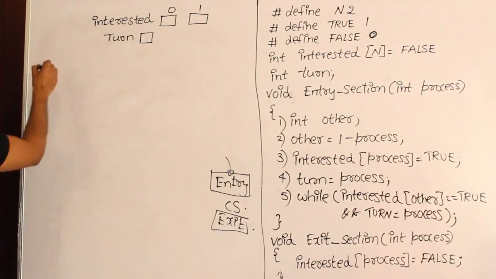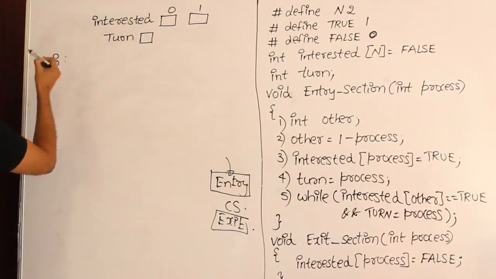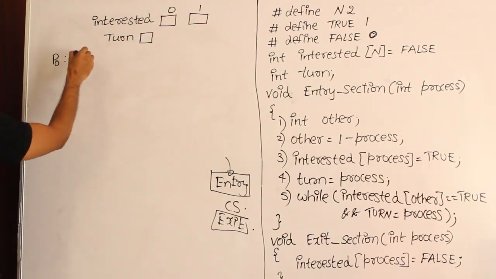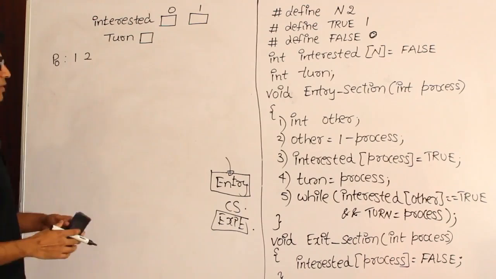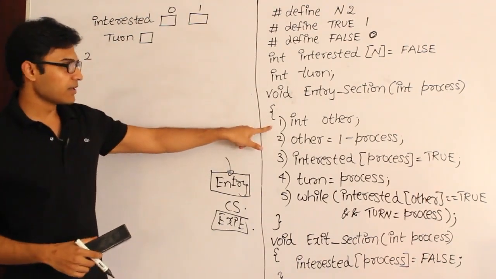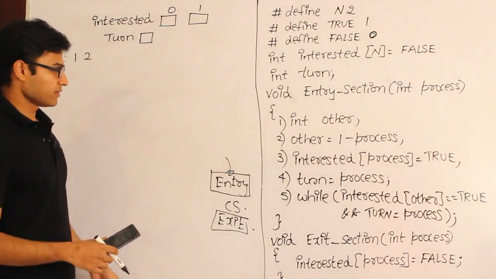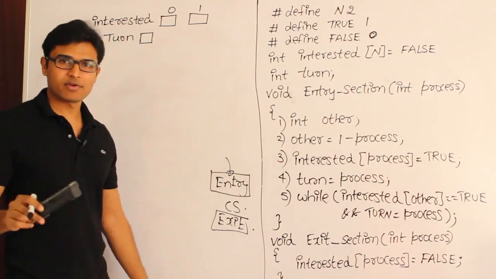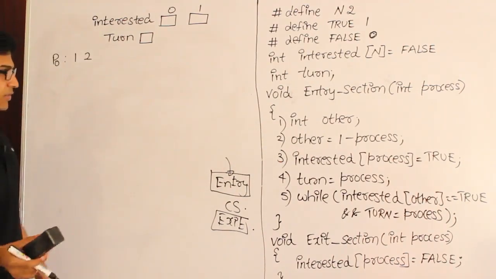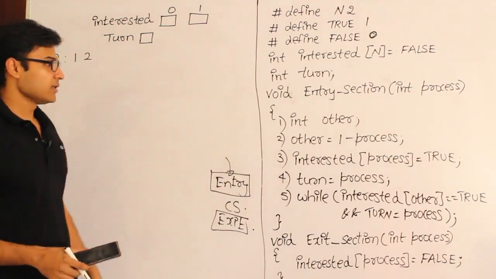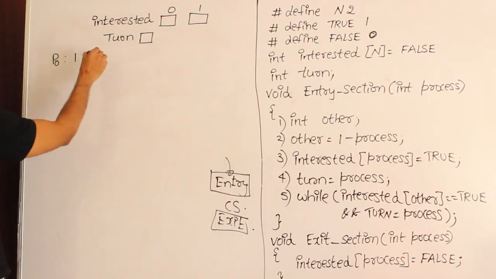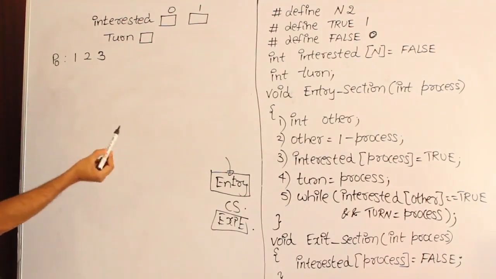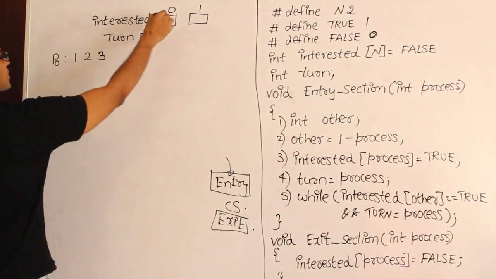Now say P0 has started its execution, and P0 has run the first line, and the second line. When P0 executes the first line, it is just a declaration, it is not actually running anything. And the second line is P0 computing other. What is the other for P0? It is P1, I mean 1. And then the third line. Whenever P0 executes line number 3, it will set its interested value to true, which means this one will be true.